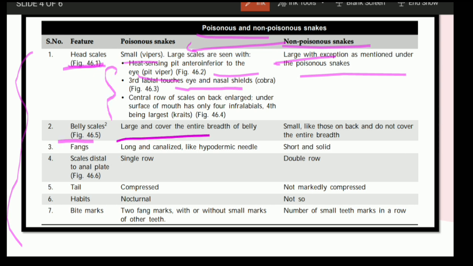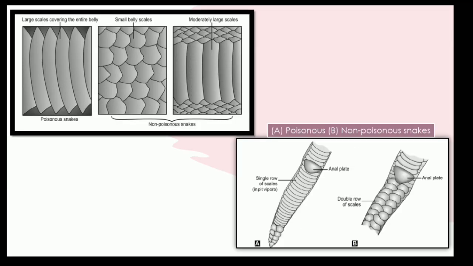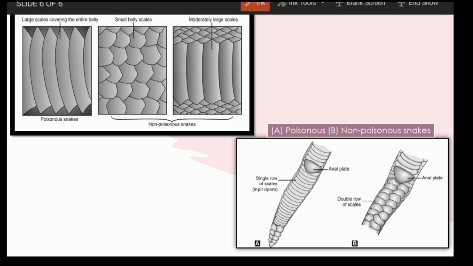Now the belly scales. Large belly scales that cover the entire belly of the snake are seen in the case of poisonous snakes, whereas some small belly scales are found in non-poisonous snakes. Look at the scales. These are the differentiating features that can be observed, and you can easily differentiate between the snakes by just observing the belly scales in most of the cases, because there is no exception to it. This is the most important and the basic point of it.